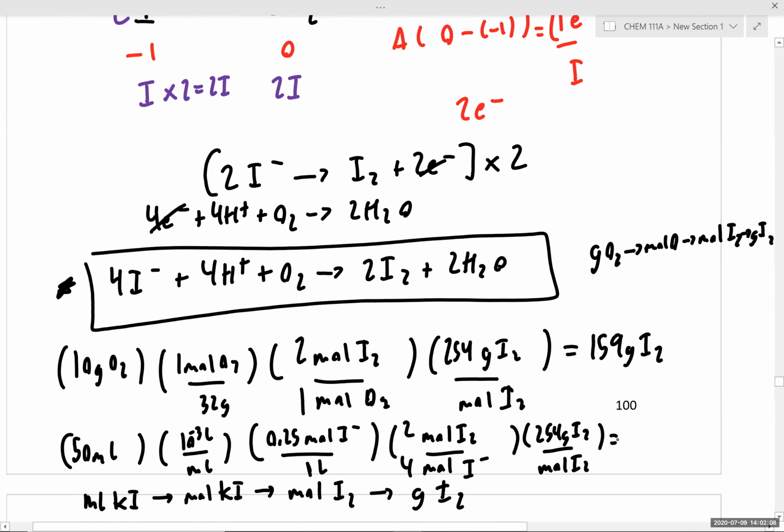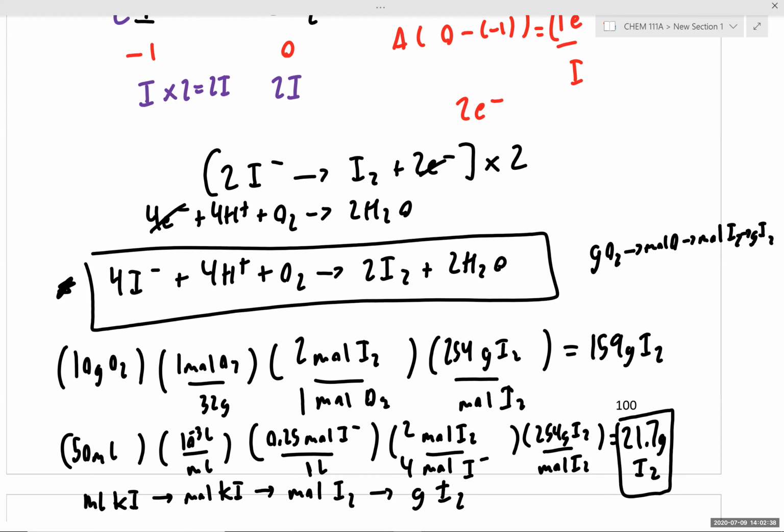And that in turn, if we punch that into our calculator, gives us 50 times 0.25 over 2 times 254 over 1,000. That gives us 21.7 grams of iodine. And the least amount of product generated is the amount generated from our limiting reactant.